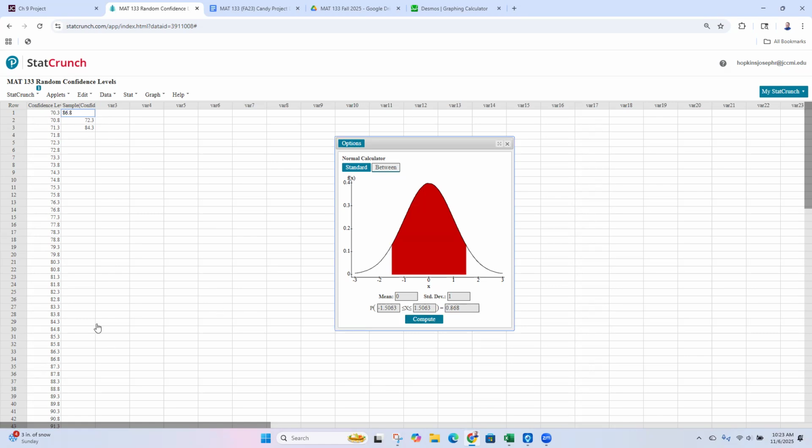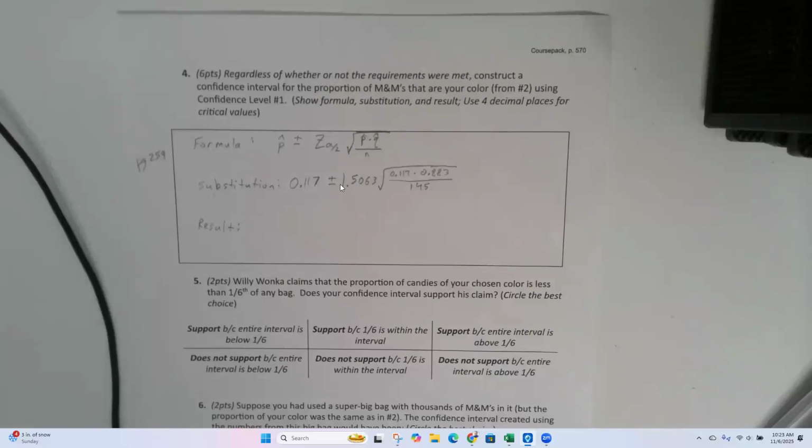So yours might be 95, 99%. Or maybe yours is much smaller, like 70%, where your confidence interval is not very wide at all. All right, so here's what it looks like. So I put my Z value in.